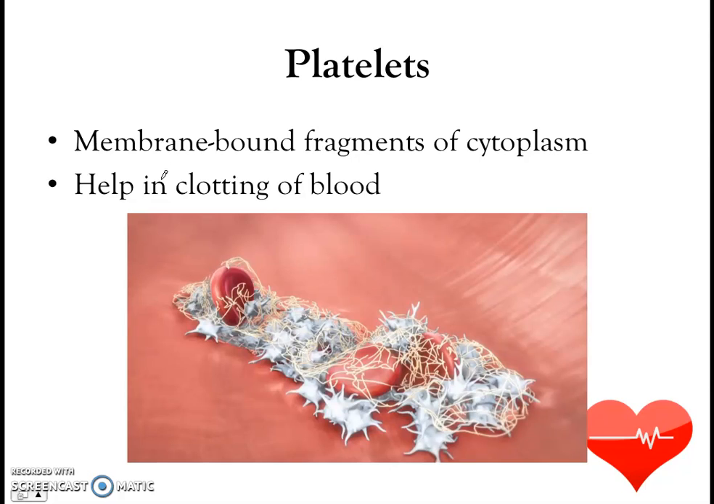Okay, next we have the platelets. Now the platelets, or the alternative name for them, the thrombocytes. Hopefully you saw that as well in your textbook. Okay, they are just membrane-bound fragments of cytoplasm, and they help mainly in the clotting of blood. We'll be looking at this in our next video for the exact process of clotting.